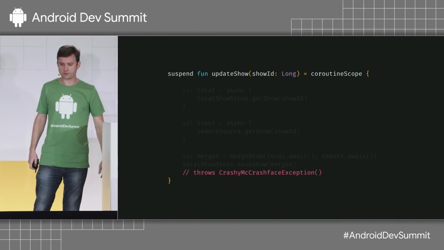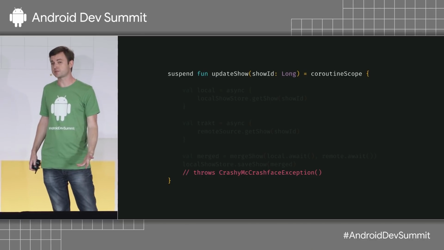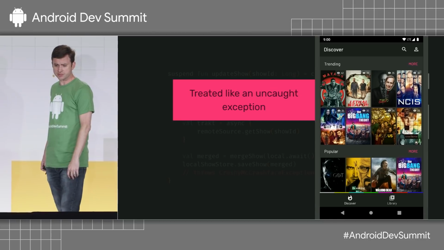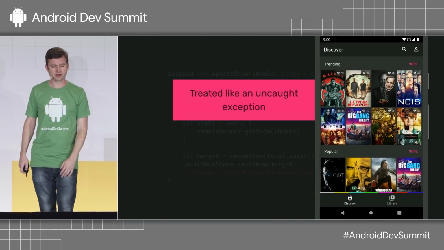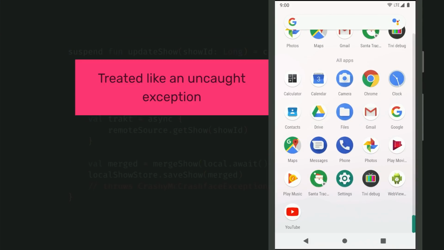Here's, again, our example from before. And say that save show throws a very domain-specific exception in this case. So in this case, this will be treated like an uncaught exception at runtime, just like anything else that throws an uncaught exception on your main thread.